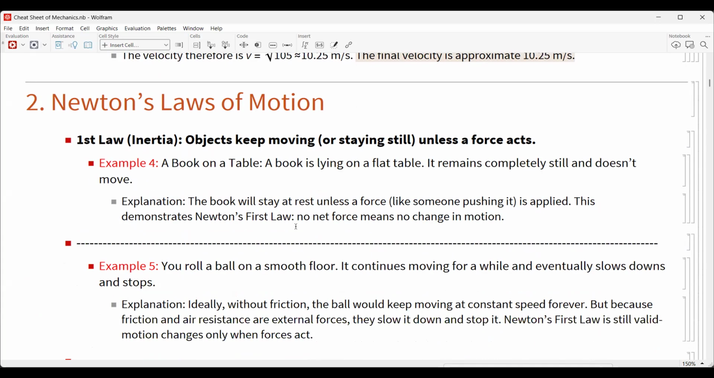Okay, Newton's laws of motion. First law: an object keeps moving or staying still unless a force acts. So this is about inertia. So we have an example here: a book is lying on a flat table. It remains completely still and does not move. Explanation: the book will stay at rest unless a force, like someone pushing it, is applied. This demonstrates Newton's first law. No net force means no change in motion.